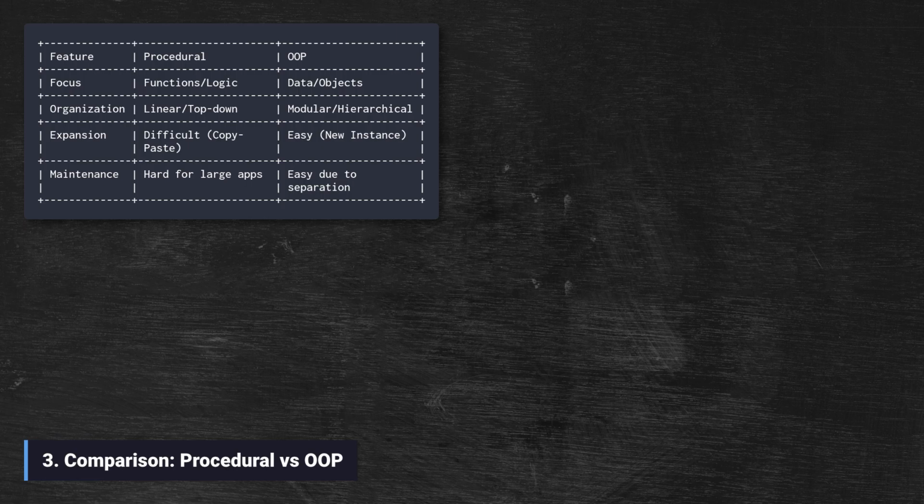As you can see in this comparison, while procedural is fine for a blinking light, OOP is the professional standard for anything more advanced. It separates the how it works from the what it does.